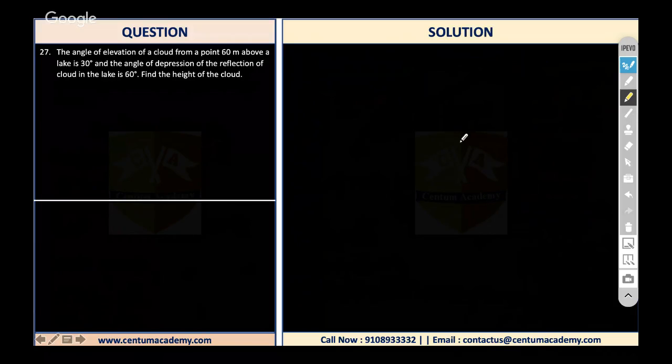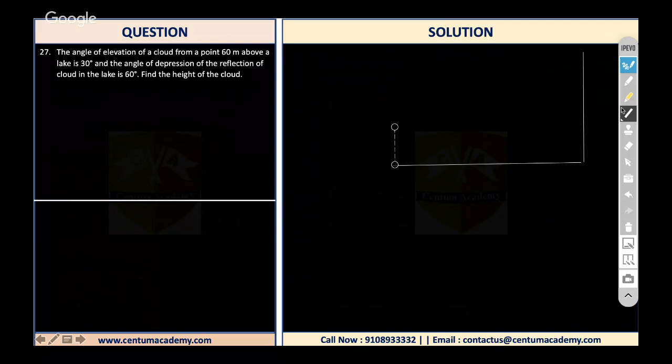So let us make a lake first. Let's say this is the water surface. And the angle of elevation of a cloud from a point 60 meter above a lake. So first of all, there has to be a cloud height. So let us say this is my lake, and from here this is the cloud height. Let's say the cloud is here. And this is a point 60 meter above the lake.